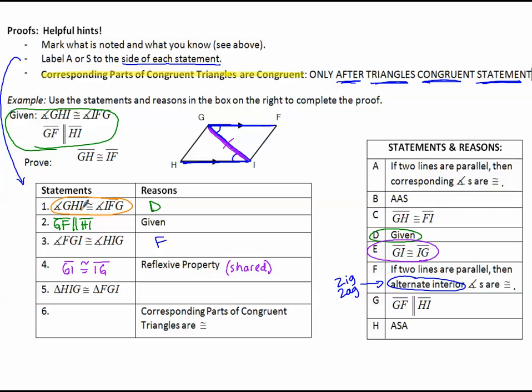Angle GHI. That's this angle right here. Angle IFG. That's this angle right here. Now we've marked it. Now remember what we just said. This is an angle. In the side, I'm going to write A for angle. This is a side, but that's not a congruent mark. See, that's a congruent mark.